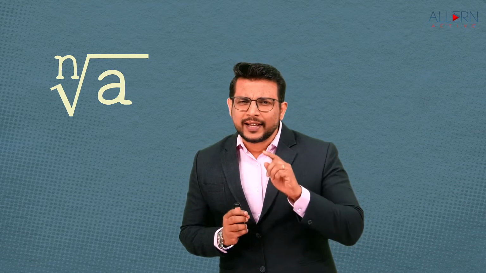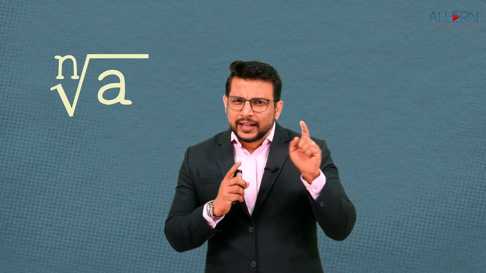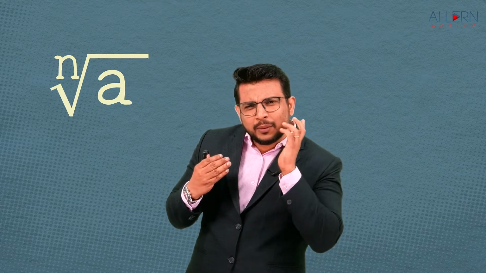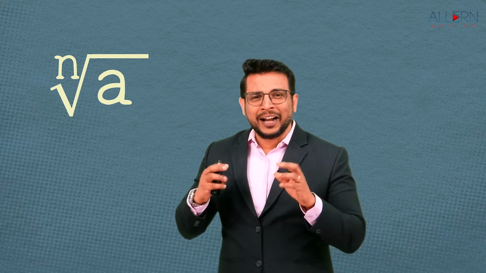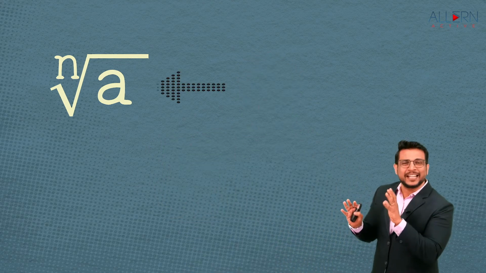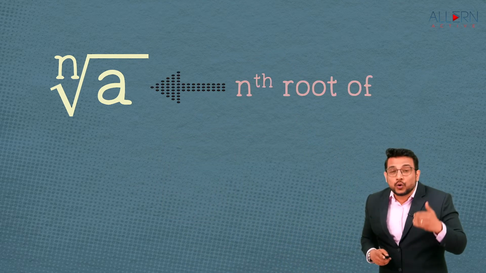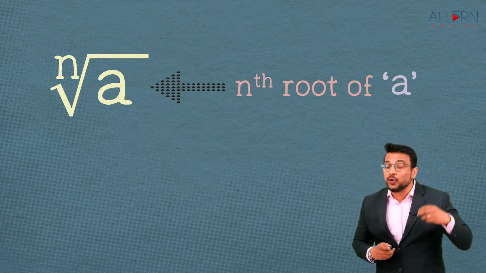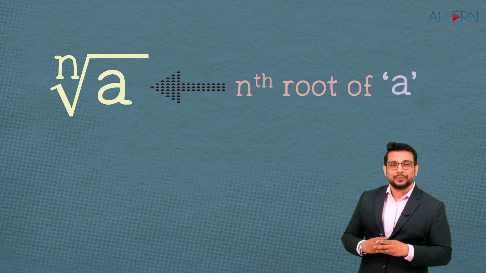You will say there is n, there is a symbol there, and within that sign there is an alphabet written, a variable written, that is a. Now I'll tell you how you read this. You read this expression as nth root of a. How do you read this? Nth root of a. Okay.